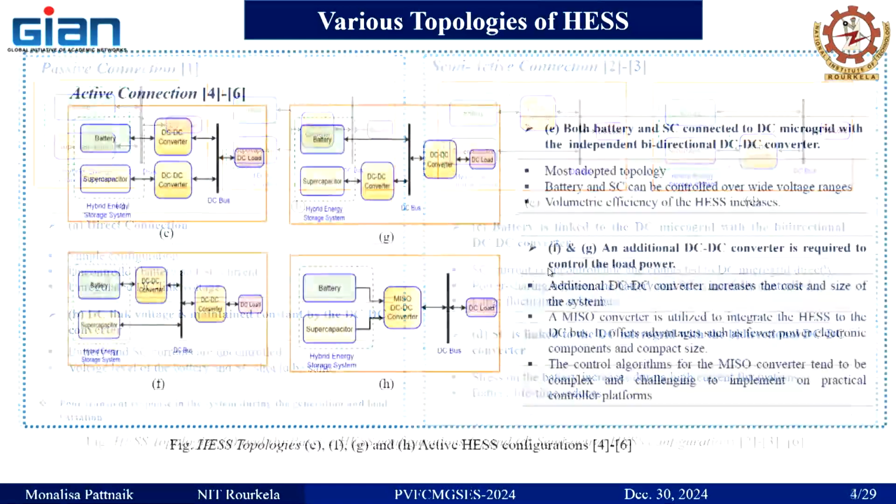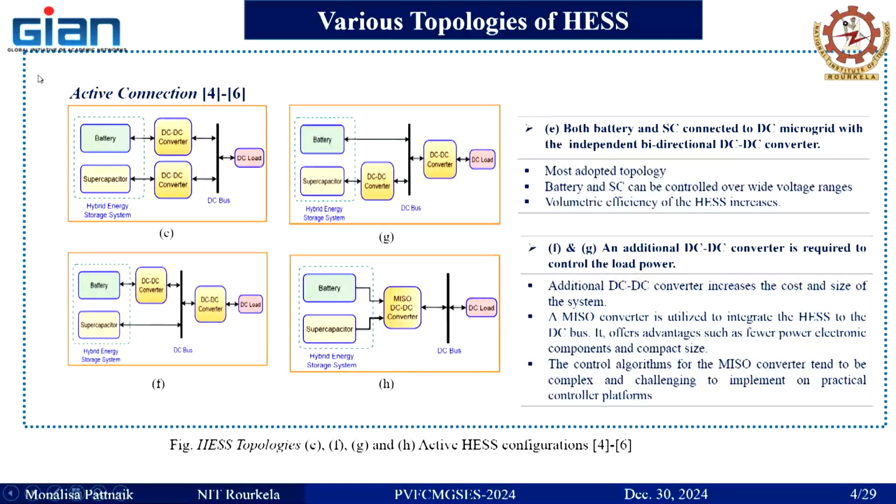So, we are going for the active topology. There are several topologies available in literature, but if you have seen the architecture of PV HESS based systems and wind HESS based systems, we are going for this active connection, where both battery and supercapacitor are connected to the DC bus through bidirectional DC-DC converters. That means we have better control here: both charging and discharging current of the battery as well as the supercapacitor can be controlled in a better way, and the DC bus can be regulated very efficiently. So the overall efficiency of the hybrid energy storage system increases.